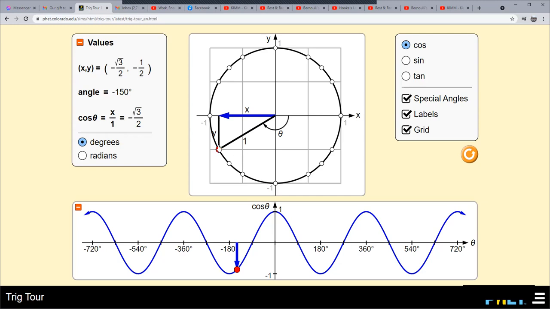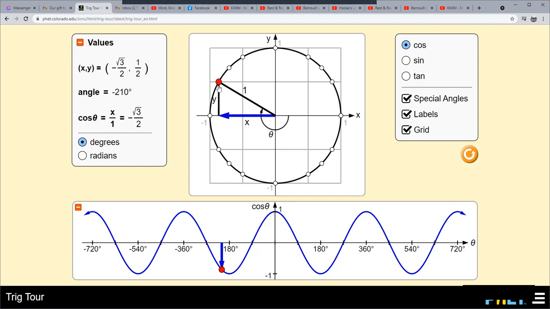Now, if we move it further, we have a total of 180 degrees for the angle. You would notice that the value for x is negative 1, but the value for y equals 0, simply because we have a 180-degree angle here. So the value for the cosine is simply negative 1.